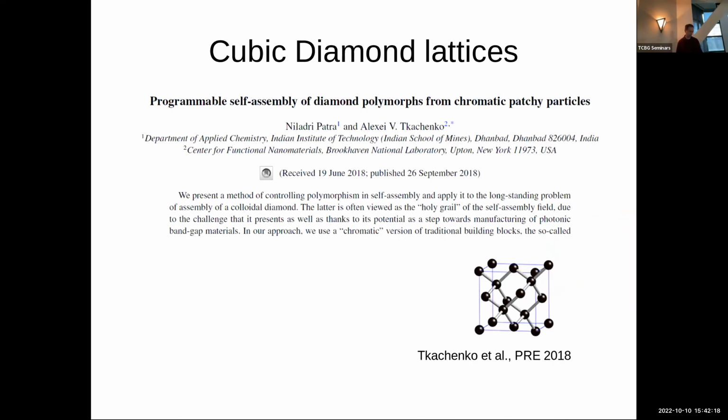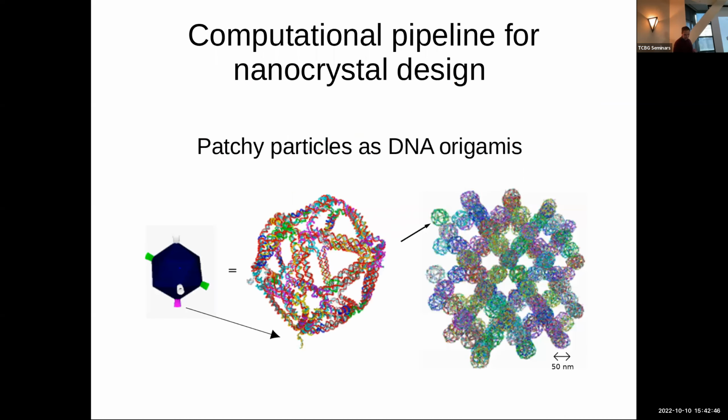And indeed, if I take the abstract of Alexei Tkachenko's paper from 2018, it says that self-assembly of cubic diamond lattices is a long-standing problem of self-assembly. It's often viewed as the holy grail of the self-assembly field due to the challenges that it presents, as well as thanks to its potential as a step towards manufacturing of photonic bandgap materials. So people have been trying for a long time to get these types of lattices assembled. Why is it so difficult, and how do we do it with DNA?